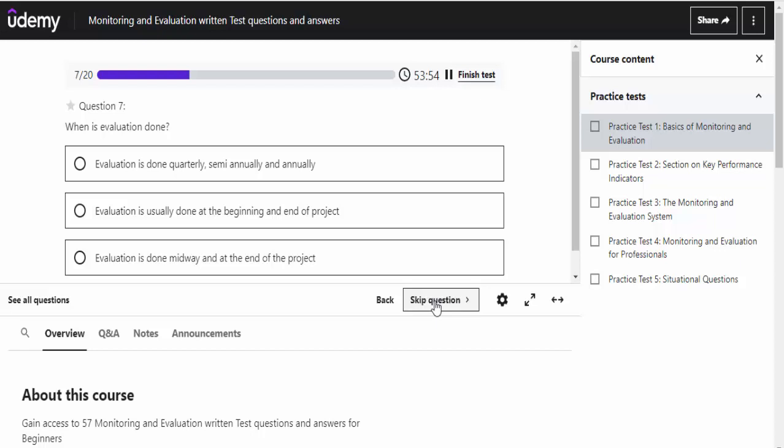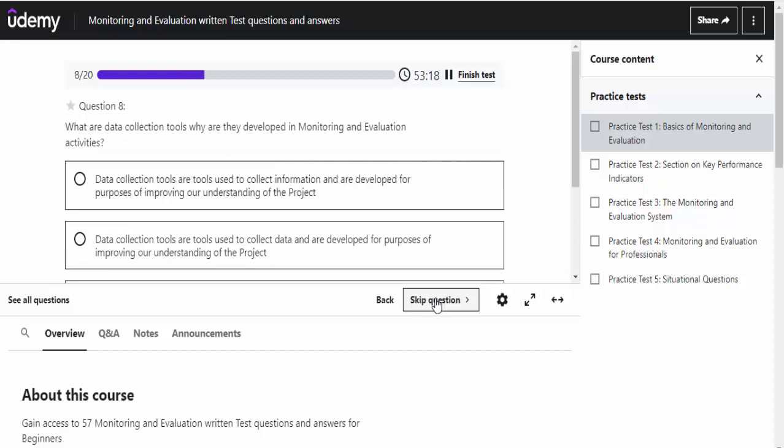Usually. Okay. And let me tell you this, in case you didn't know, you might be asking, how can an evaluation be done at the beginning of the project? I'm sure you've heard of a baseline survey. So the baseline survey is an example of an evaluation. Okay, so this is usually the standard practice. Evaluation is done midway and at the end of the project. Yes, it's true, but if you are looking for the best answer, the best answer is that one. Let's go to the next.